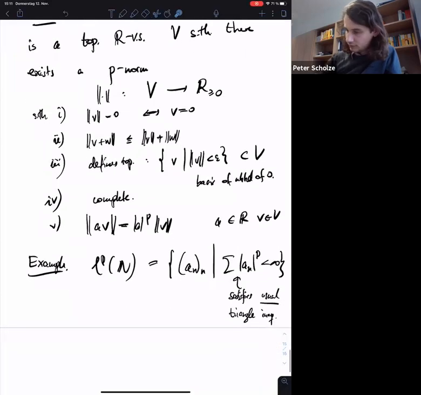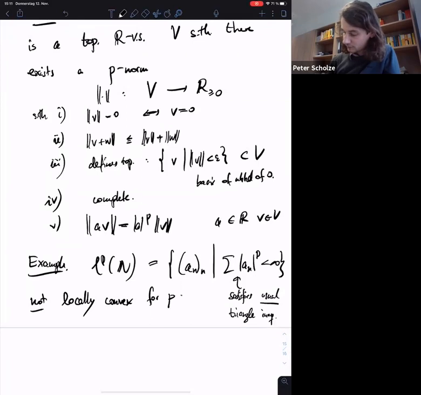Right, so these are things that are not locally convex. So p less than one. That's because if you have, I don't know, a half comma a half, and you want to take the middle point of two points, then this will actually get larger.